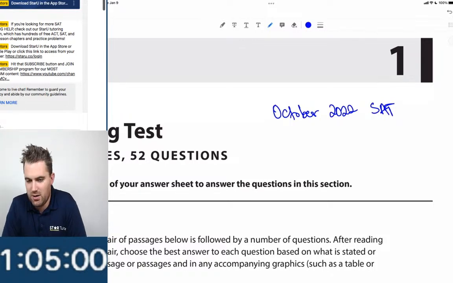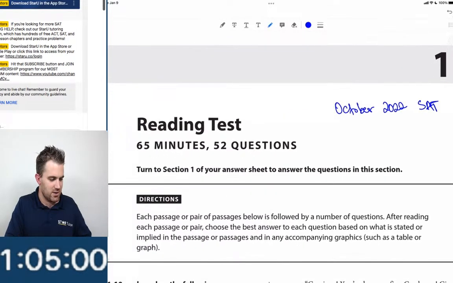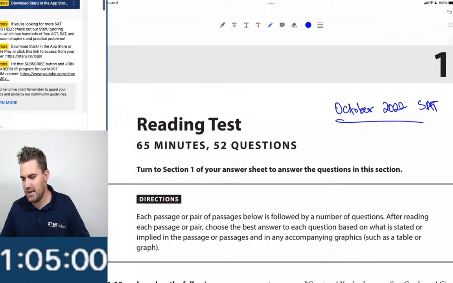And I guess without further ado, it looks like everybody's ready to go here. So without further ado, this is the October 2022 SAT reading test. You'll get 65 minutes to complete it.